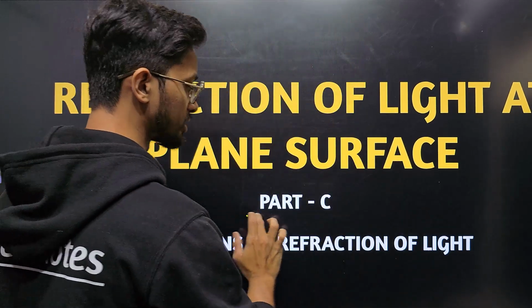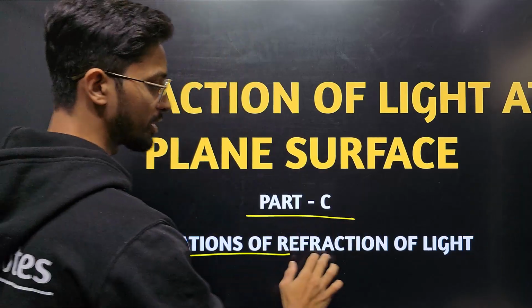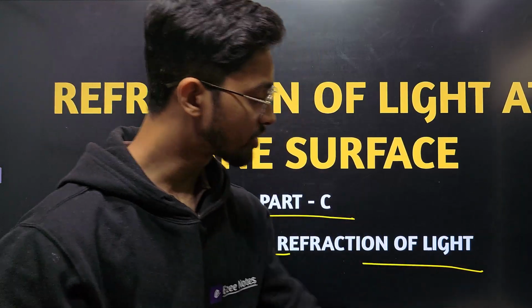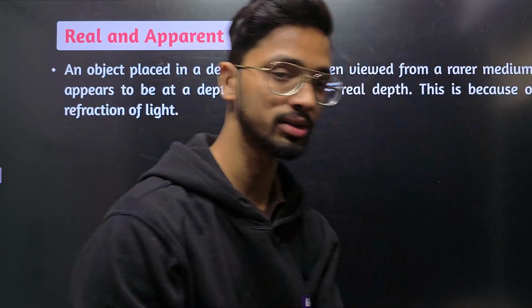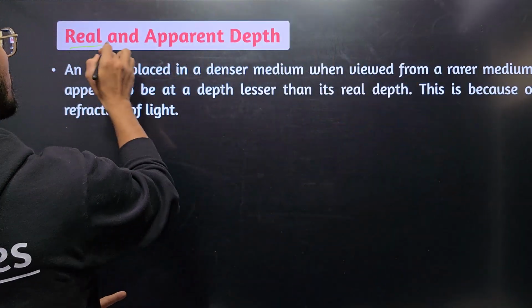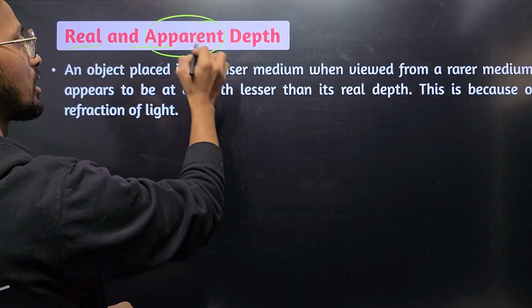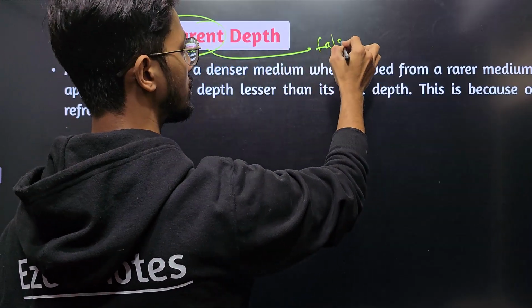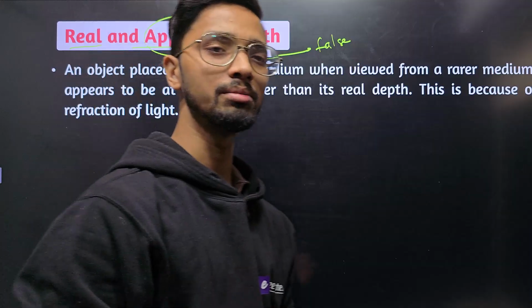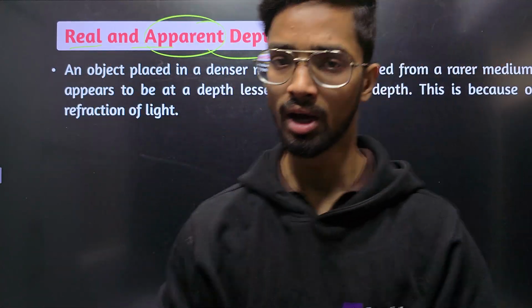Today we will be starting part C of chapter 4, that is application of refraction of light, in which we will be studying the first application, that is real and apparent depth. What is apparent? Apparent means something false, something which is not present but appears to be. That is known as apparent depth.